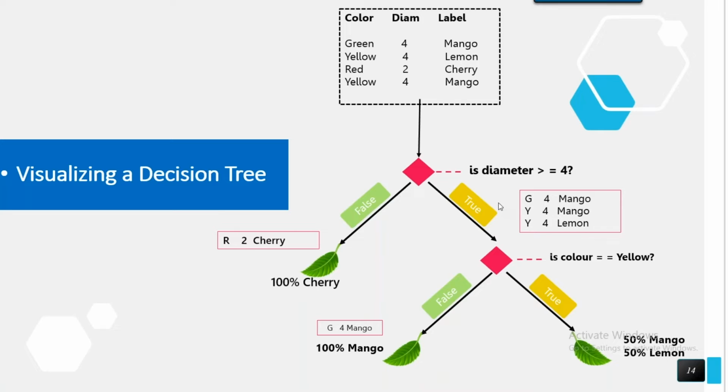After that, you are asking for the second parameter, which is on the basis of color. On the basis of color, you ask: is the color equal to yellow? If it is false, then definitely it is green in that case, because it is not yellow. So in that case, you are getting 100% mango as a result. But when it is true, because there is a mango and a lemon both in the yellow color, if you are predicting, the probability is 50% mango and 50% lemon. So this is to understand how we are visualizing small data in a tree structure. It will be easily understood by all of you.